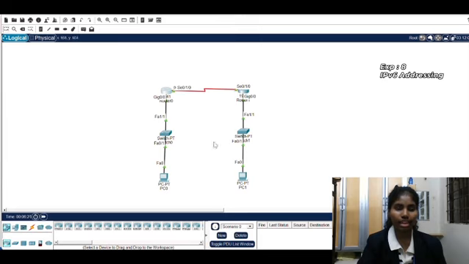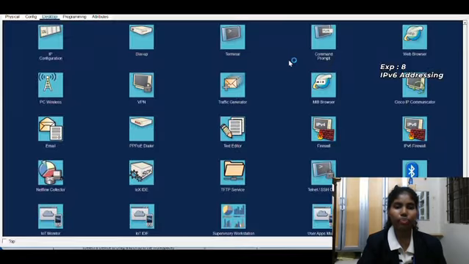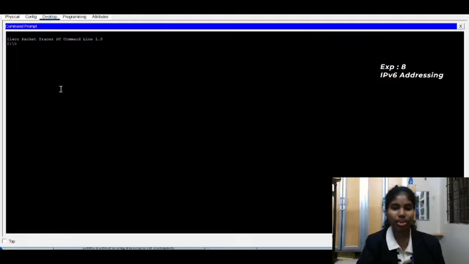Static routing. I configured static routes on both routers to reach the remote network. This tells each router how to reach networks that are not directly connected.